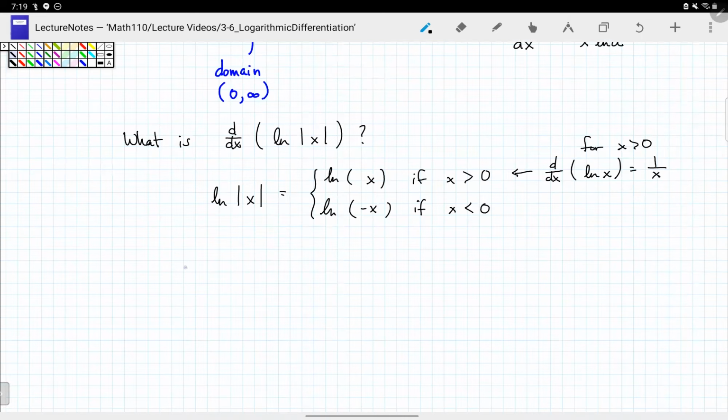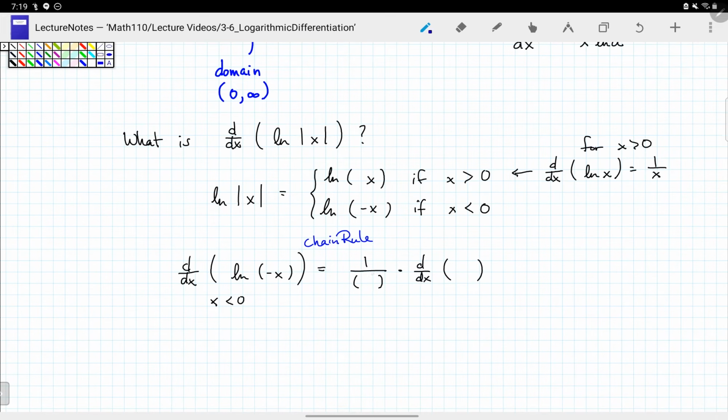So now let's calculate what is the derivative of the natural log of negative x for x negative. And for this, we use the chain rule. What I'm going to do is take 1 over that input to the natural log function times the derivative of that input, where that input is negative x. And so this is 1 over negative x times the derivative of negative x, which is negative 1. So it's 1 over x. Oh, this is so beautiful.